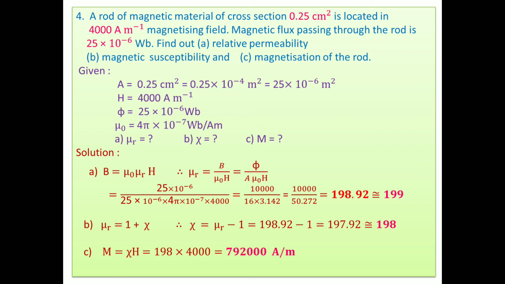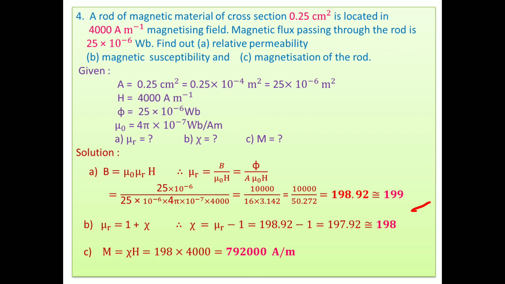Thereafter, after calculation, we can take here 10,000 divided by 16 into 3.142. Here calculations are made by me. 25 into 10 raised to 4, and thereafter 10 raised to minus 7 and minus 6 are taken upwards, and there 10 raised to minus 6 gets cancelled. Then 10,000 divided by 50.272, and after calculation it is 198.92, approximately 199. This answer is given in your book.